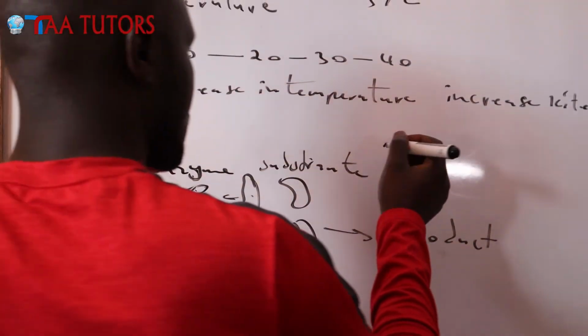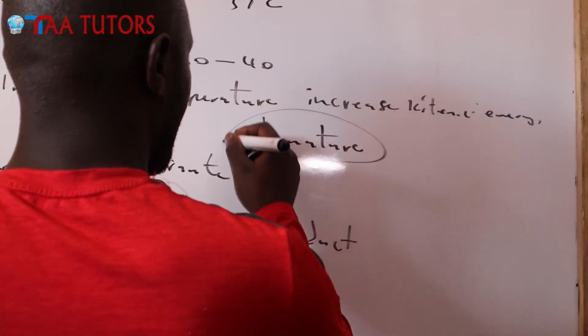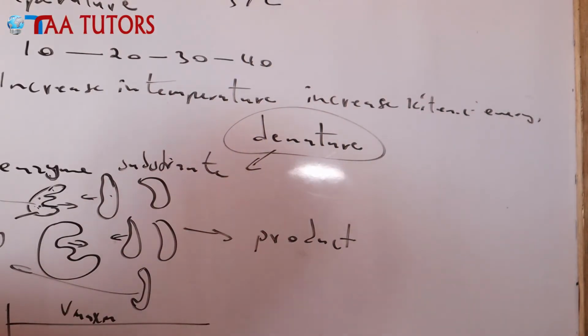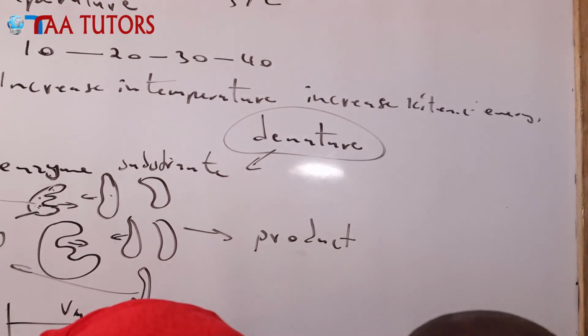And in this particular denaturation, we are talking about the change in the shape. So that is one thing that is there with us. So that is how the temperature is actually affecting the rate of the reactions of the molecules.